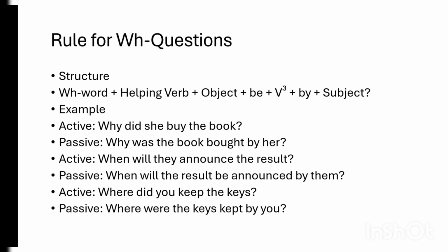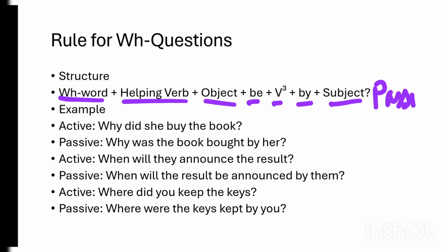Now the rule for WH words. If your question starts with a WH word, the structure is: WH word, then helping verb, then object, then be, then V3, then by, then subject. This is again the sentence structure of passive voice. Now let us see active and passive voices here.